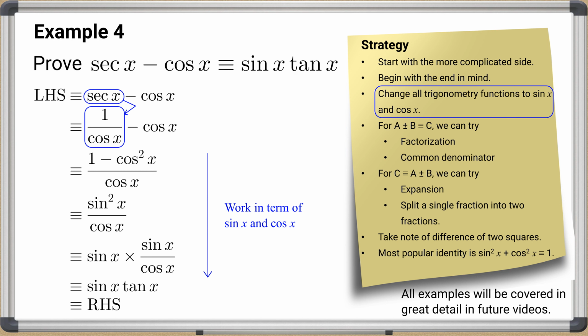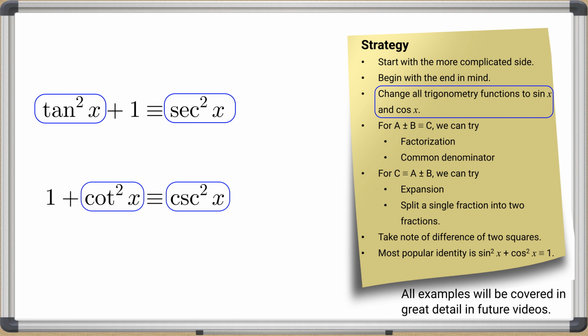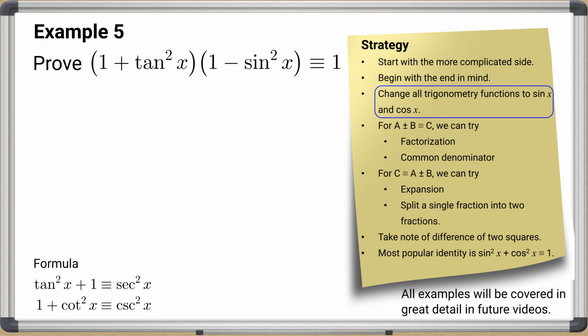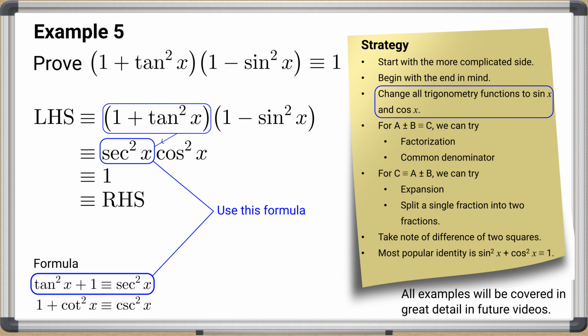Change all trigonometry functions to sine x and cosine x as only a general guideline. It may not be applicable to every question. This is especially true for tangent squared x, cotangent squared x, secant squared x or cosecant squared x. We may use these two formulas. Let's look at example 5. We change 1 plus tangent squared x to secant squared x. We do not change all trigonometry functions to sine x and cosine x.